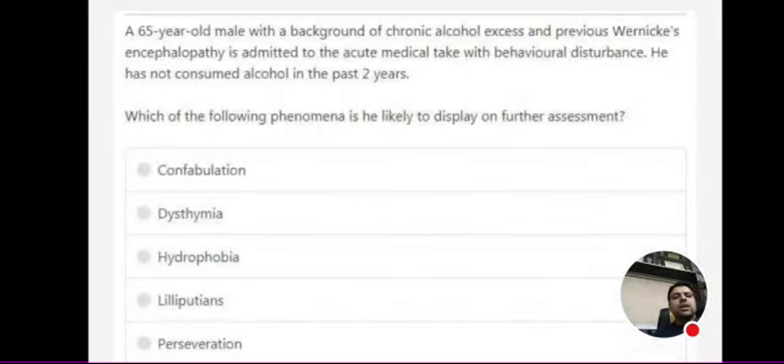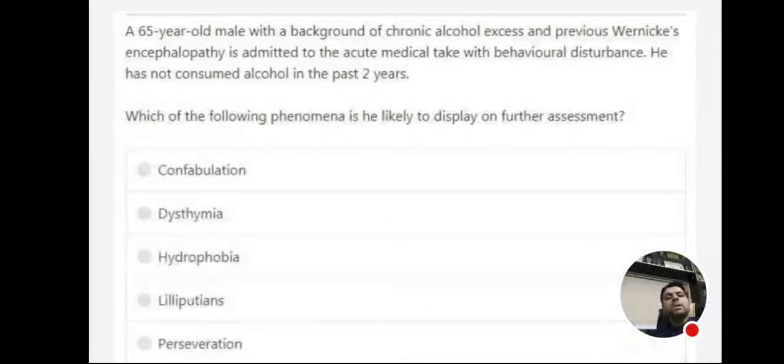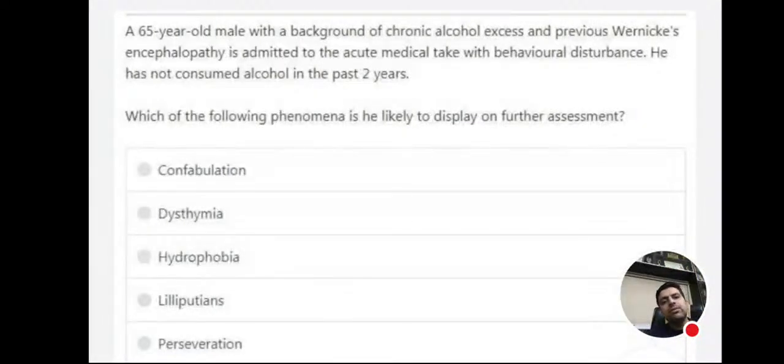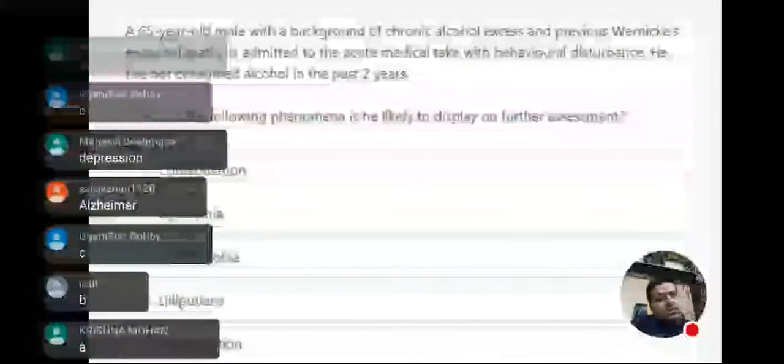A 65-year-old man with a background of chronic alcohol excess and previous Wernicke's encephalopathy is admitted to acute medicine with behavior disturbance. He has not consumed alcohol in the past 2 years. Which of the following phenomena is likely to display on further assessment? That is confabulation, dysthymia, hydrophobia, Lilliputians, or perseveration. The patient had a history of Wernicke's encephalopathy and now presents with behavior disturbance. So Krishna Mohan, confabulation. Yeah, absolutely right.